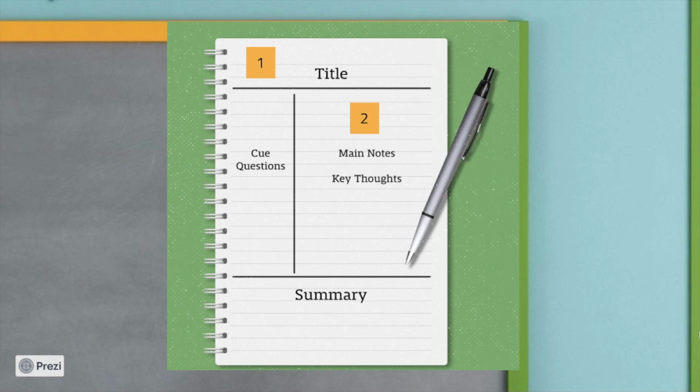This is where we're going to jot down our main notes or our key thoughts when we're listening to the teacher, watching a video, or even going through the textbook. Then we're going to summarize those key thoughts into questions, or the main ideas. And then finally, down the bottom, we're going to summarize everything into a couple of main sentences.